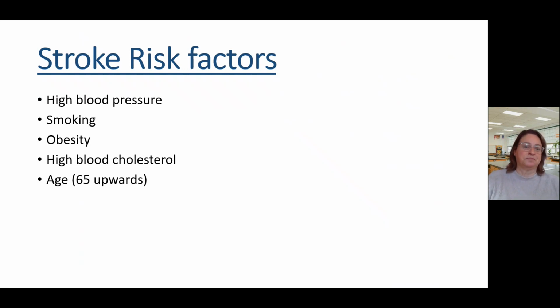Typical risk factors, as in heart health and brain health, are sadly linked. High blood pressure, smoking, obesity, high blood cholesterol, and then it all increases with age. So they are not magic risk factors. They're the same risk factors as go with your heart health.